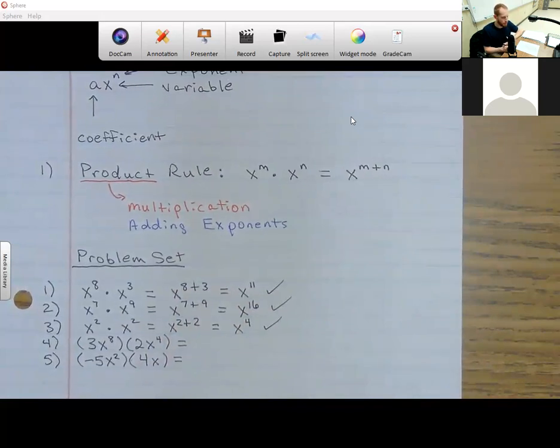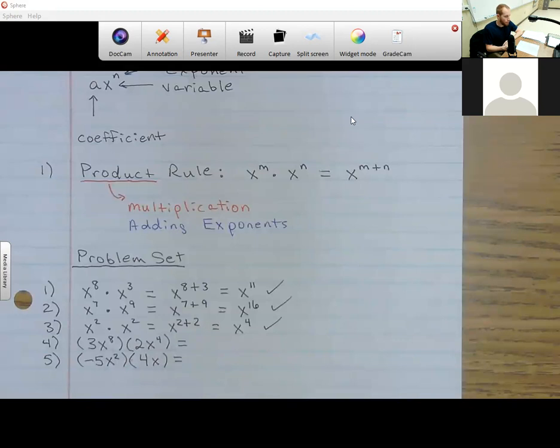And you'll know you're multiplying if you have a dot in the middle, or you also know you're multiplying if you have parentheses, right? You could have a set of parentheses right here, and a set of parentheses right here. And that tips you off to, hey, I'm supposed to be multiplying these.